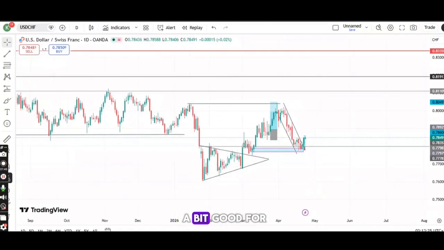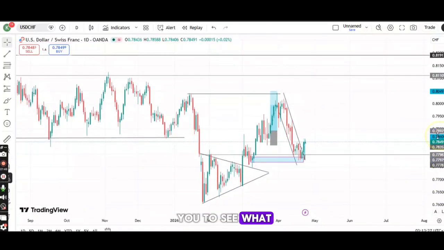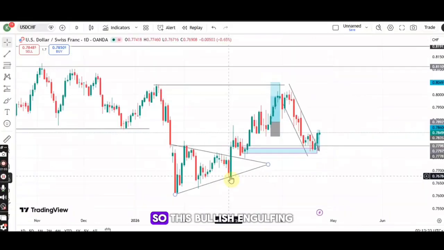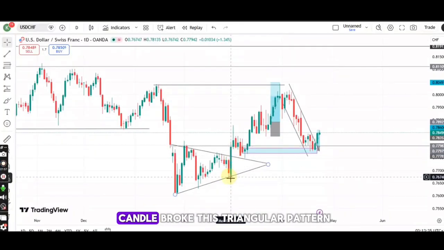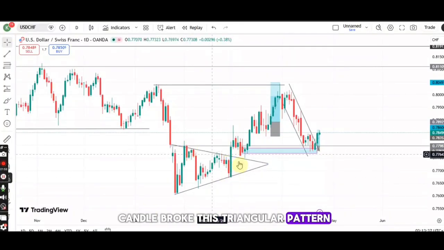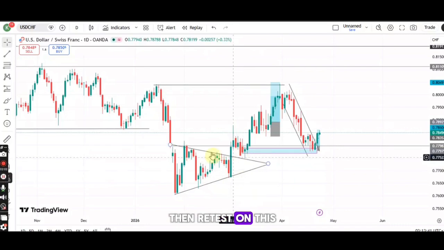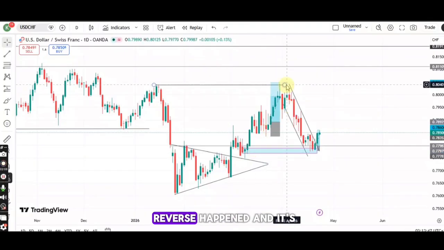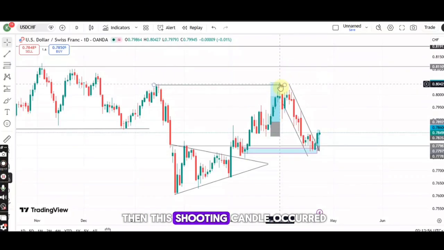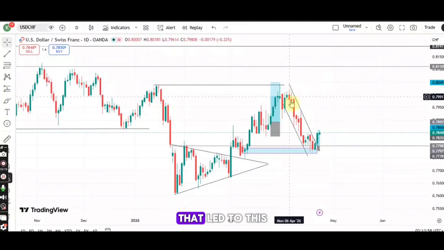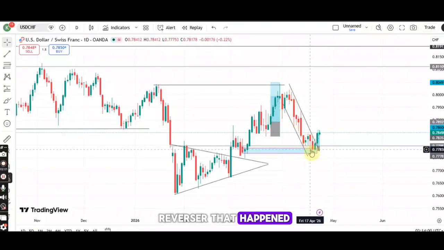Let me make it a bit bold for you to see what happened there. So this bullish engulfing candle broke this triangular pattern, then retested this level, this trend line, before it continued. The reversal happened and it continued going up to this particular point, creating an equal high. Then this shooting candle occurred that led to the reversal that happened.